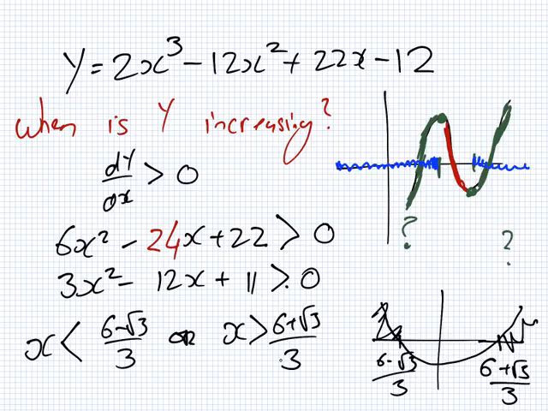What are the two decimals? 0.77 and... They're not both the same number. These are two different numbers.